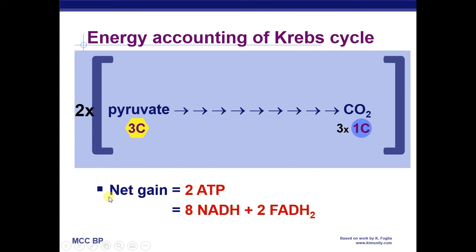So let's kind of look. From the Krebs cycle, we've net gained 2 ATP, 8 NADH, and 2 FADH2. We kind of talked about that already.